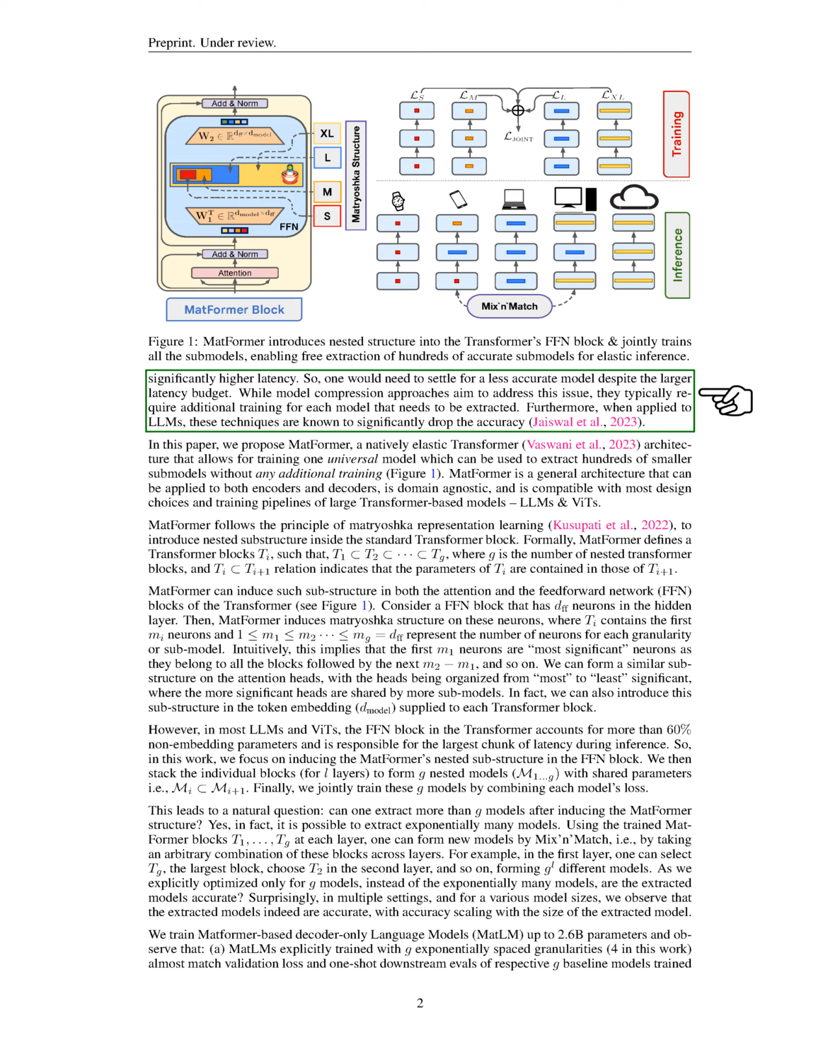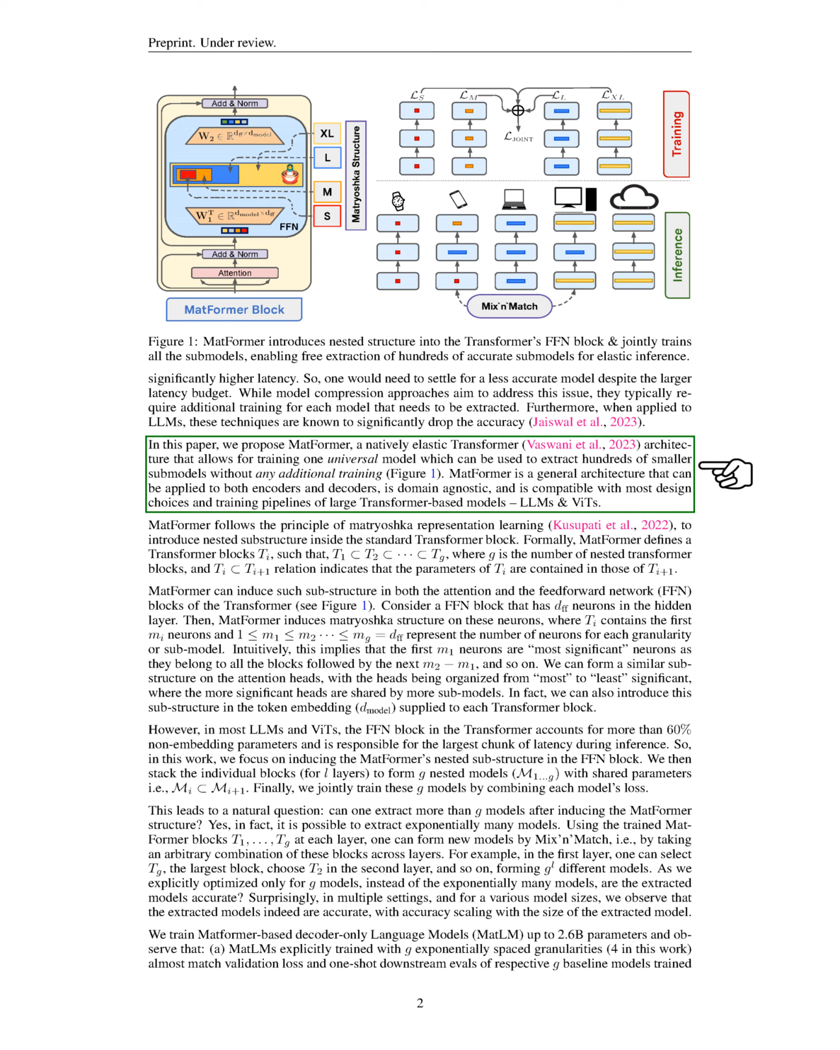Model compression approaches aim to address this issue, but they usually require additional training for each model that needs to be extracted. Moreover, when applied to large language models, LLMs, these techniques often significantly reduce accuracy. In this paper, we introduce MatFormer, a flexible transformer architecture that allows for training one universal model from which hundreds of smaller models can be extracted without any additional training.